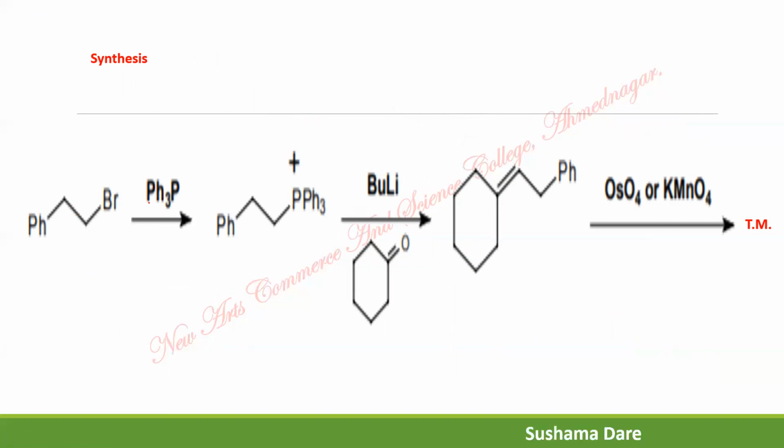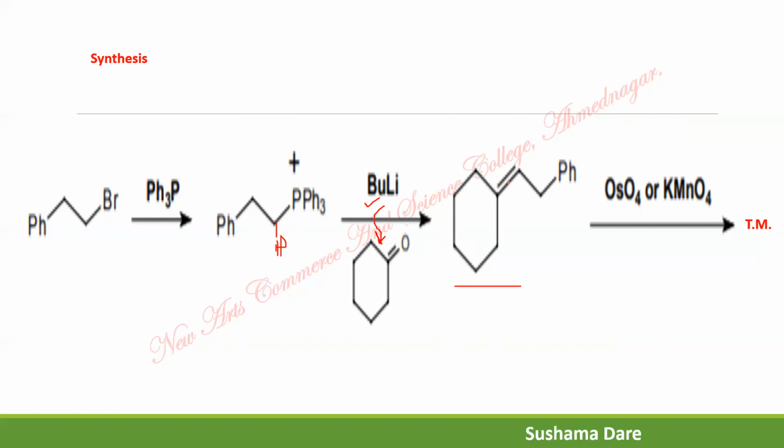So look at the synthesis. PhCH2CH2Br, treat it with triphenyl phosphine, get this, then you treat it with butyl lithium. What will butyl lithium do? Butyl lithium abstracts this proton, and after abstraction of this proton, it gives the Wittig reagent. The Wittig reagent then adds to the carbonyl group, and then after betaine formation, the betaine collapses into the product, and it gives you the final product.